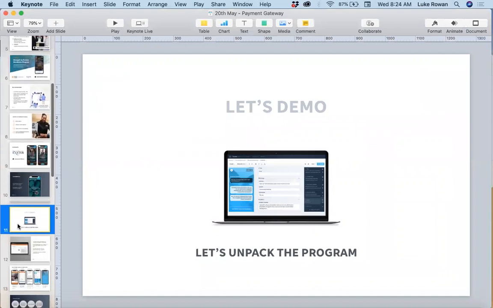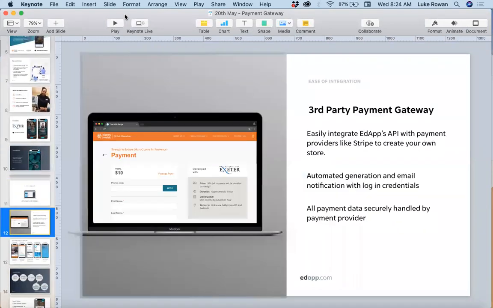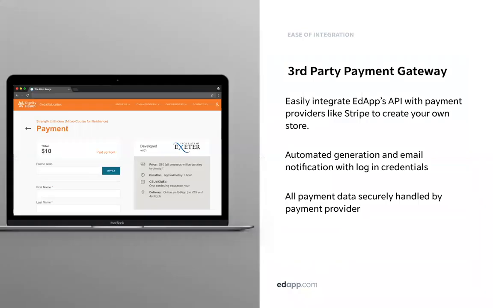I'll jump back into the presentation and let's talk about the payment gateway, because that's why a lot of us are here today. So what we've done with this particular program is Improvement Sciences and Dignity Health have leveraged EdApp's API in combination with the Stripe payment gateway to deliver their own kind of e-commerce portal outside of EdApp.